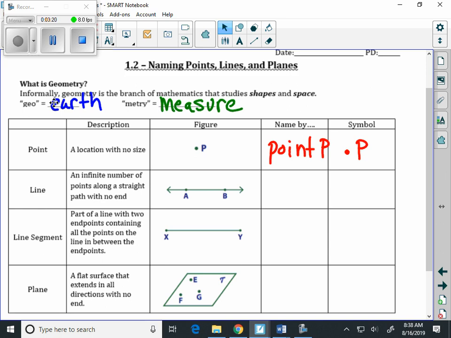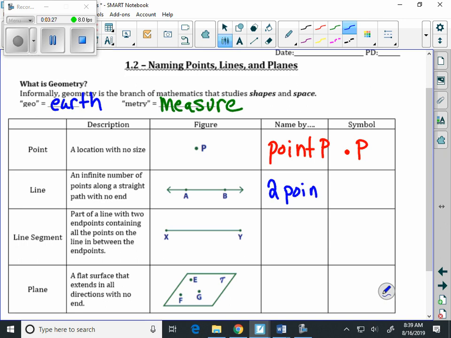And what we do is we name this line with 2 points. And in fact, don't write that. Let me change that up a little bit. Let's write it as line AB. Or really the symbol is AB with a line with arrows over it.